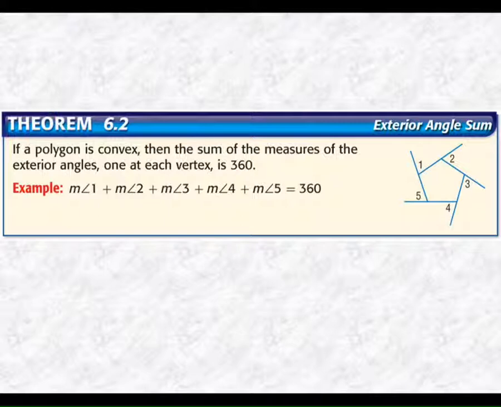Okay. So in this figure, again, a pentagon, the exterior angle is formed by extending the sides. So if you added angle 1 plus 2 plus 3 plus 4 plus 5, it would be 360 degrees, always.